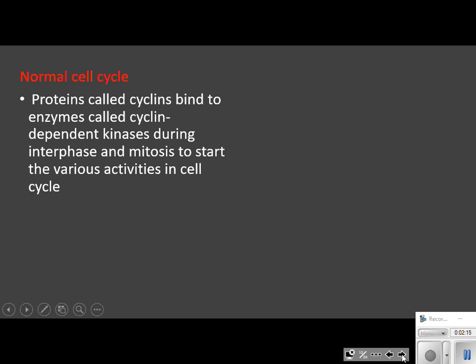Everybody remember what an enzyme is? It helps to speed up a reaction. We said an enzyme is a biological catalyst. It speeds up the reaction.